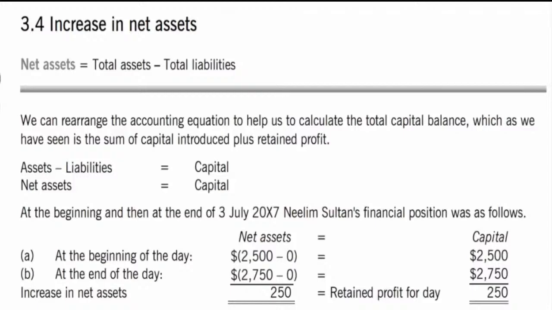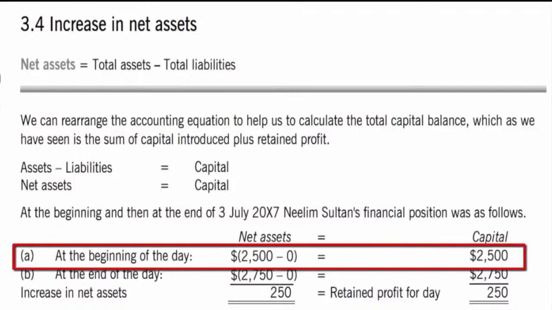Step 1. Net assets at the beginning of the day. At the start of the day on July 3rd, Neelam's business has net assets of $2,500. This amount, $2,500, represents the capital Neelam has put into her business up until this point. Since it's the beginning of the day, there hasn't been any activity yet, so there's no profit earned or retained in the business at this moment.